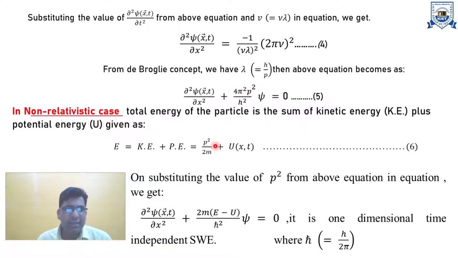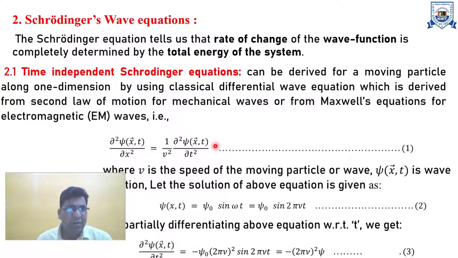So here I am discussing an important wave equation, the Schrodinger equation. It is a very important article from the examination point of view. The Schrodinger equation tells us that the rate of change of the wave function is completely determined by the total energy of the system. Here we have a formulation for the Schrodinger equation on the wave function. There are two categories: time independent and time dependent. The time independent Schrodinger equation can be derived for a wave moving along one dimension by using the classical differential equation, which is derived from the second law of motion for a mechanical wave and from the Maxwell equations for an electromagnetic wave.